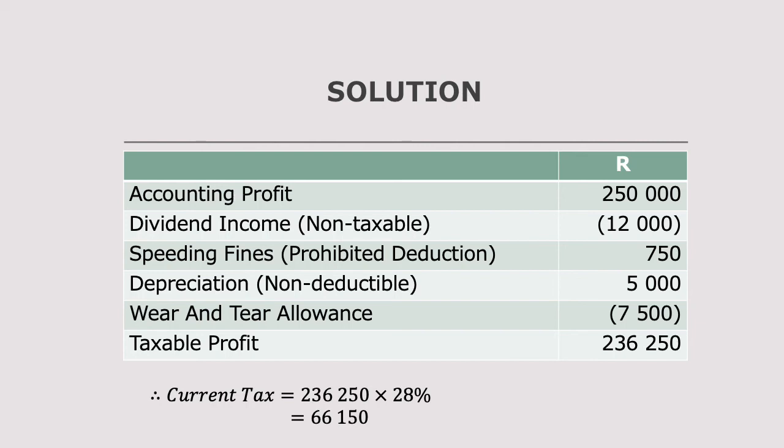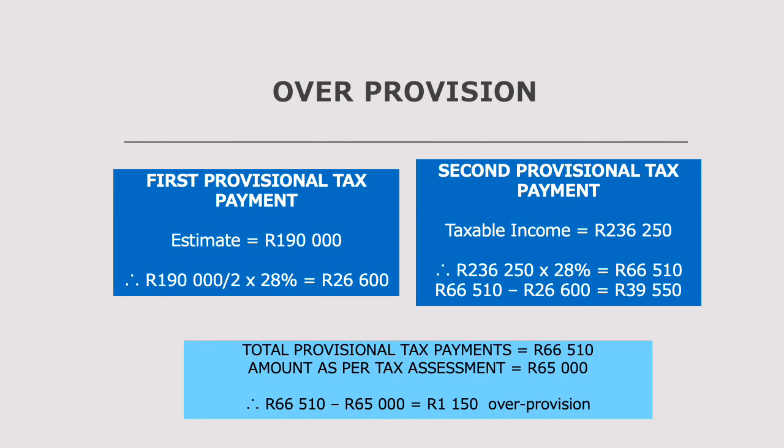In order to get the current tax, we take the taxable income and we multiply it by 28%. So if we take the 236,250 Rand and multiply it by 28%, that then gives us current tax payable of 66,150 Rand. So once again, we now need to go and calculate our provisional tax payments. The first provisional tax payment was paid 6 months into the financial year and would have been based on the estimate of taxable income for the year of 190,000 Rand.